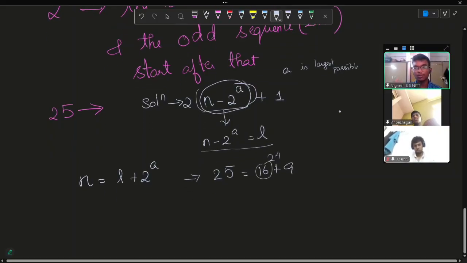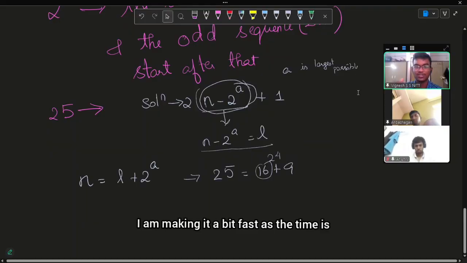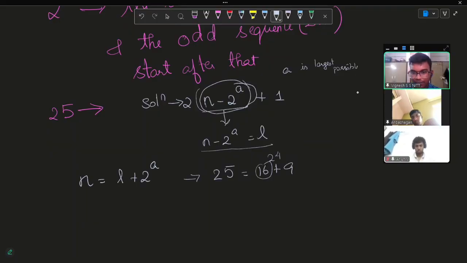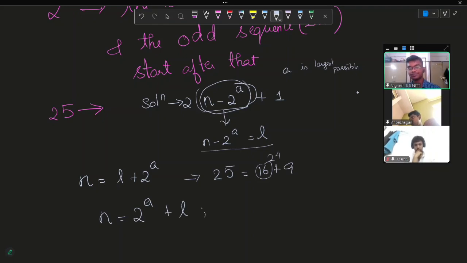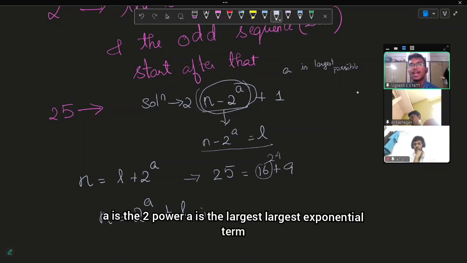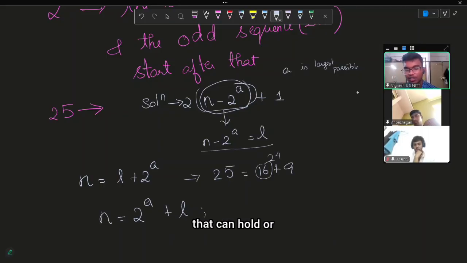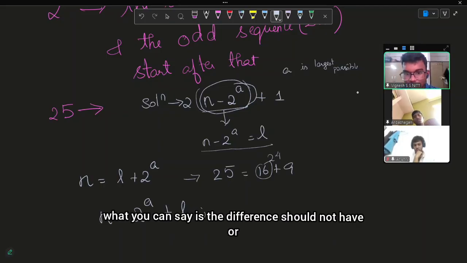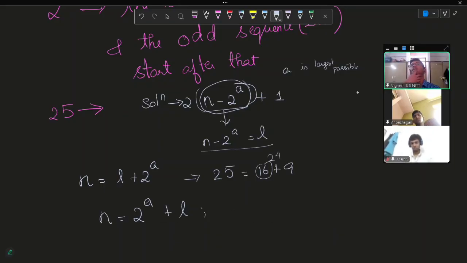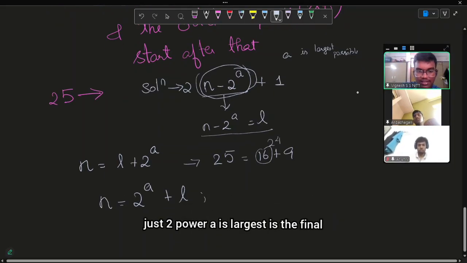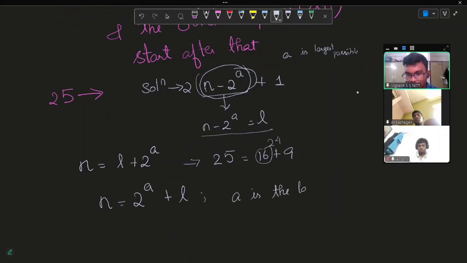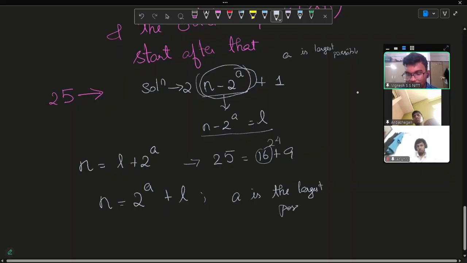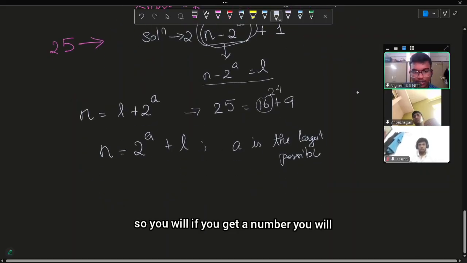I am making it a bit fast as the time is going to end in the Zoom meeting. 25 is equal to 16 plus 9. So any n number that is given to you, you will write it as 2 power a plus l, where 2 power a is the largest exponential term that it can hold, and a is the largest possible value.